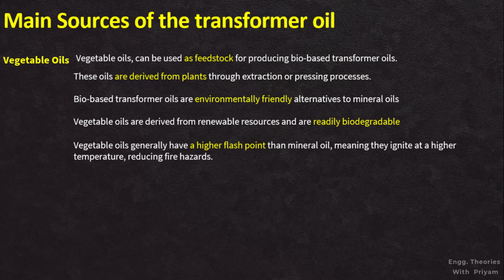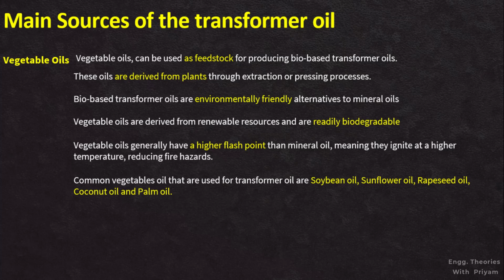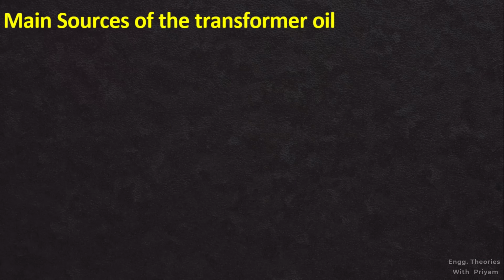Vegetable oils generally have a higher flash point than mineral oil, meaning they ignite at a higher temperature, reducing fire hazards. Common vegetable oils that are used for the transformer oil include soybean oil, sunflower oil, rapeseed oil, coconut oil, and palm oil. The next process where we can obtain the transformer oil is the chemical synthesis.